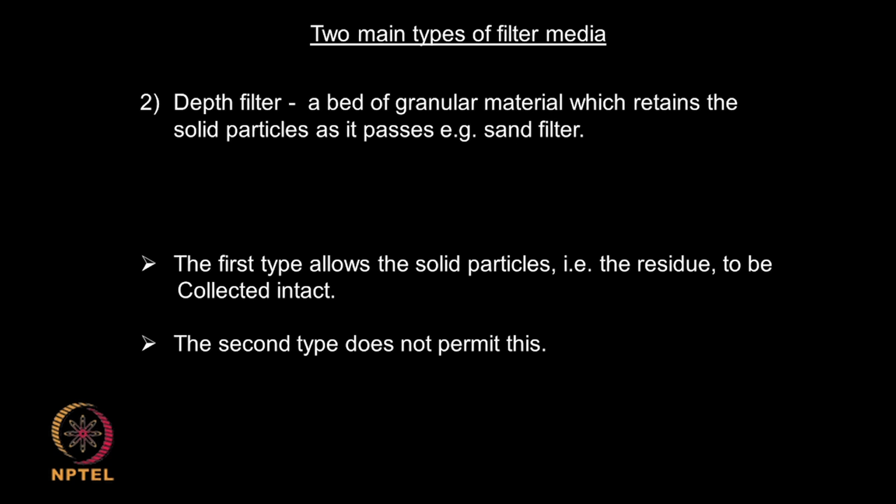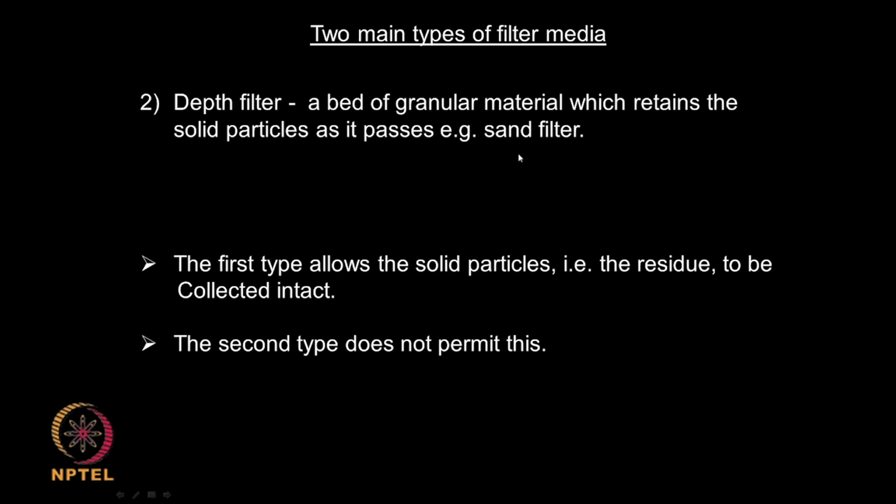Similarly, we have something called a depth filter. Here you can have a long tube which may contain solid particles or sand or gravel. When your slurry flows through, the solids hit these various solid particles and get trapped, and the liquid flows through. A typical example is the sand filter. Here we cannot collect the solids, whereas in the surface filter we can. If you are interested in the solids, then surface filter is always better, whereas in the depth filter we cannot recover all the solids. So, in the first type the residues can be collected intact, the second type does not permit.